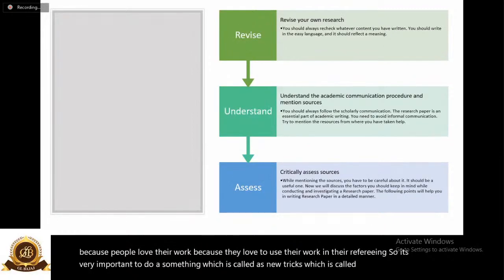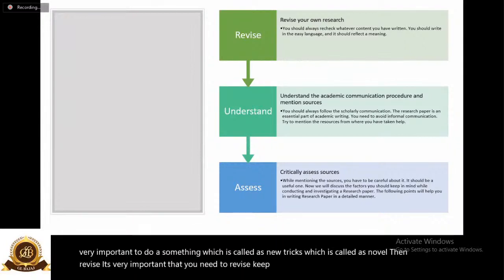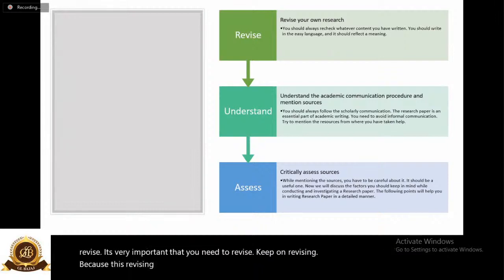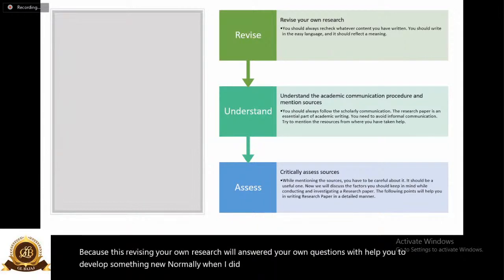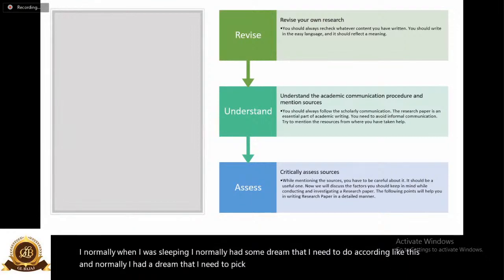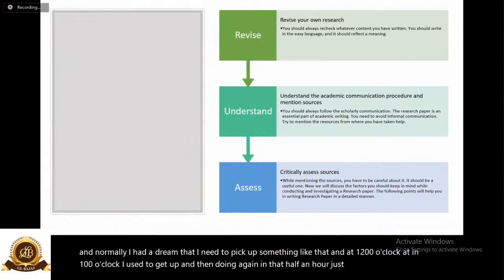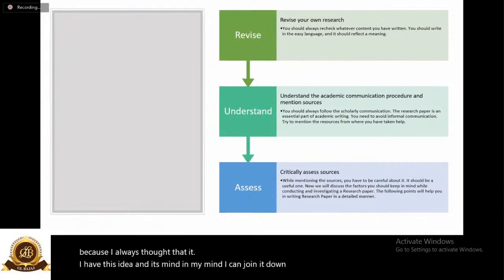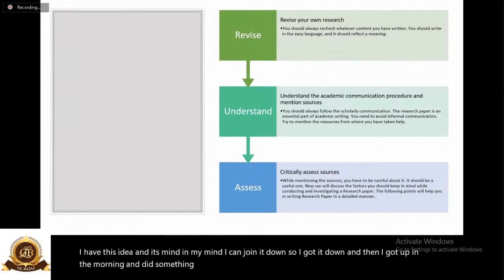Then revise. It's very important that you keep on revising, because revising your own research will answer your own questions, and will help you to develop something new. Normally when I did my research during my PhD work, when I was sleeping, I normally had a dream that I need to do a coding like this. At 12 o'clock and 1 o'clock, I used to get up and spend half an hour just jotting down, because I always thought that if I have this idea in my mind, I can jot it down. Then I got up in the morning and did something relating to that idea. Okay, so you need to be very much passionate about it.